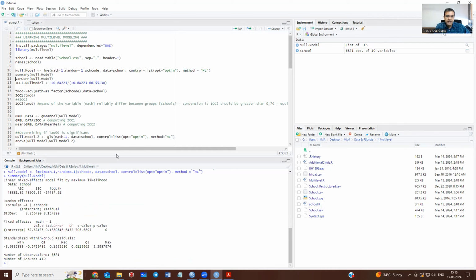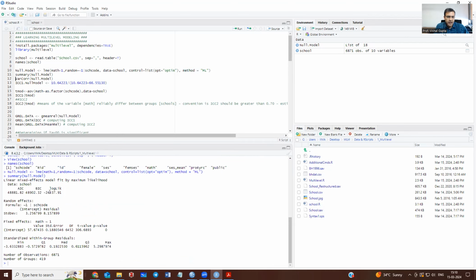I'm just revising the steps that we had covered. We got this AIC, BIC, and log likelihood. Who will tell what is deviance? Deviance is minus 2 times log likelihood. So what will be the deviance? Let me open my calculator.